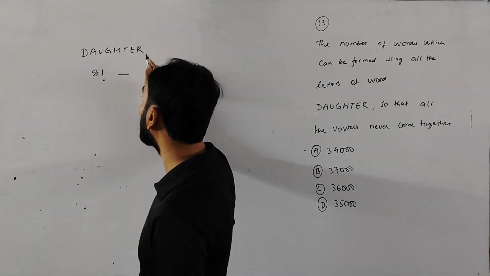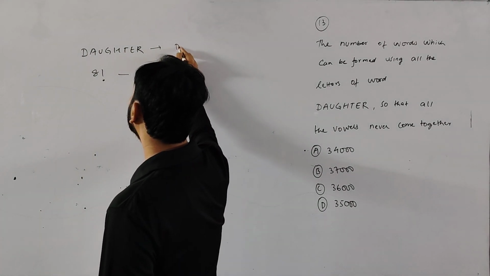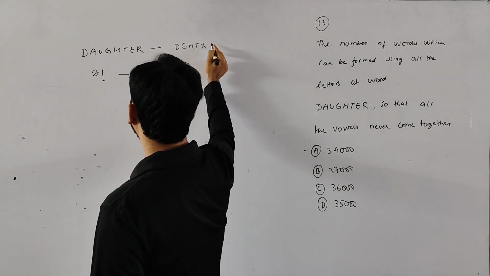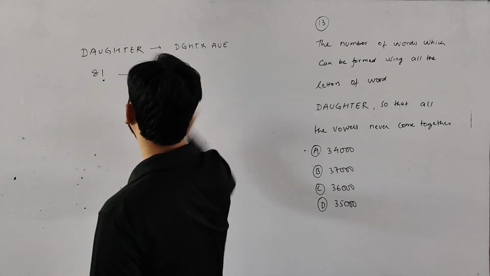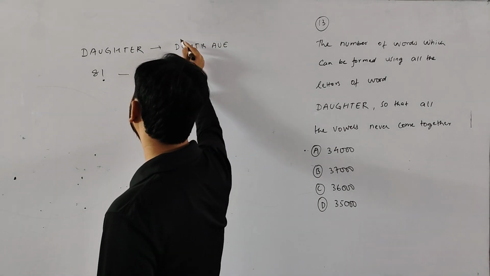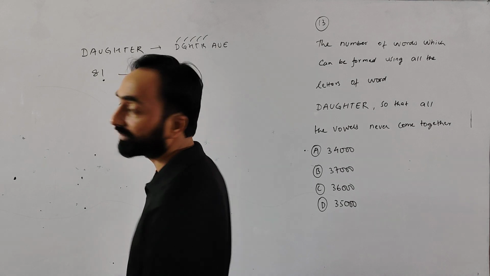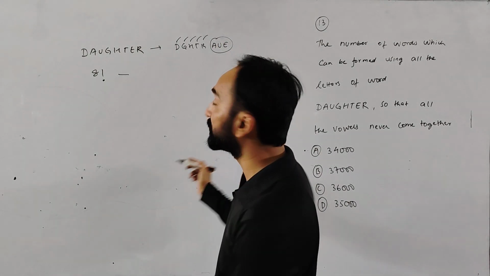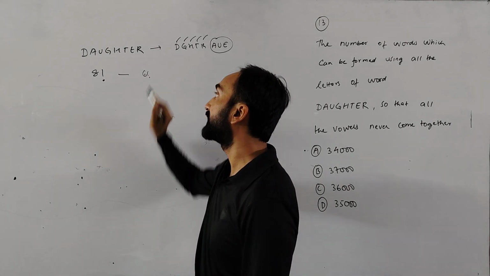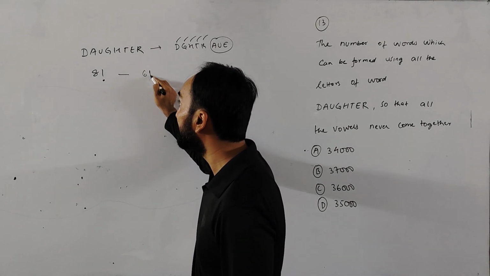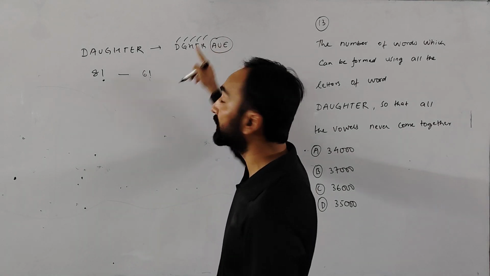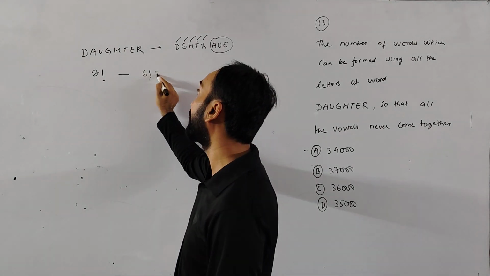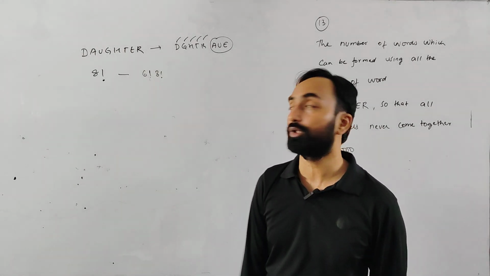So I am rewriting this as D, G, H, T, R, and all the vowels I am writing together: A, U and E. Now I have to assume these as 1, 2, 3, 4 and 5 separate units, and the vowels together as 1 unit. So the total number of units we have is 6. So this will count as 6 factorial for the rearrangement. Also, the internal rearrangement of the vowels is very much possible, because A can come here, E can come here. So for this I am writing 3 factorial: 6 factorial into 3 factorial.